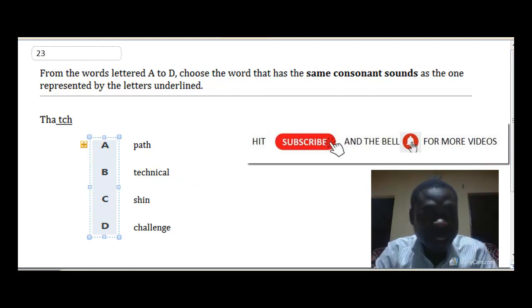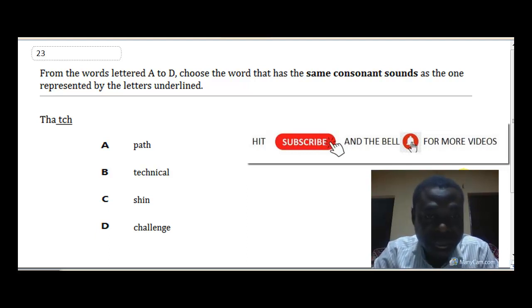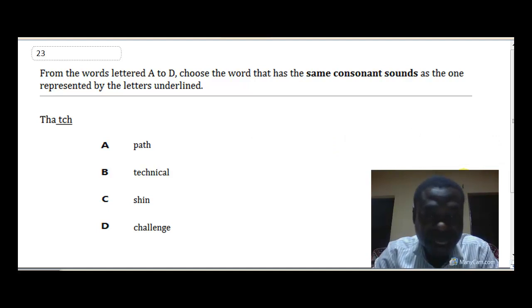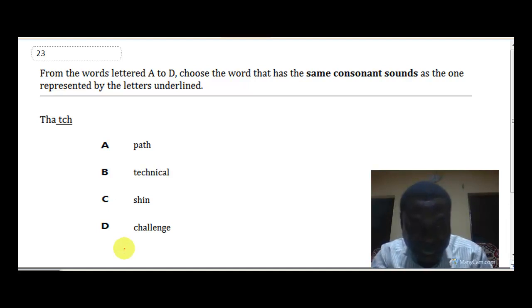All right, 23. Touch. The sound ch is what is represented by those letters underlined. Option A, path. Option B, technical. Option C, sheen. Option D, challenge. So clearly, challenge is the answer because it contains ch, which touch also contains. Okay, we move on to question 24.